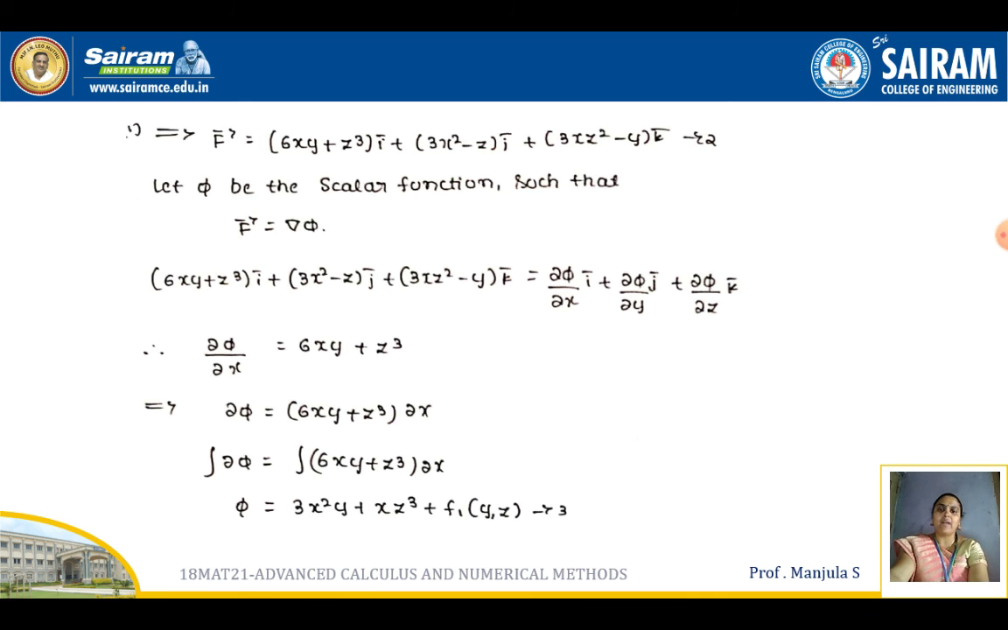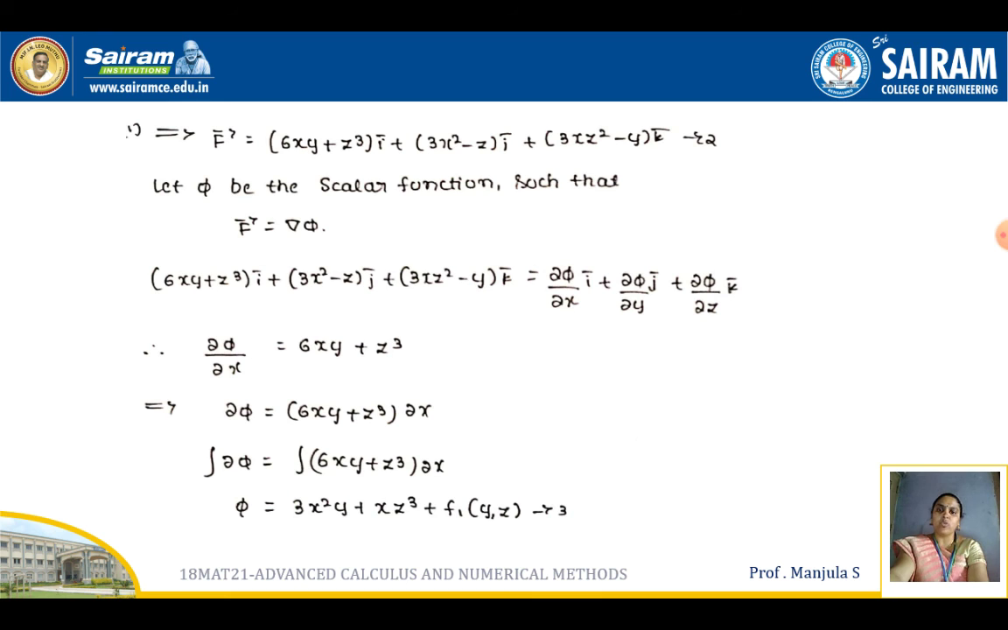So we got the values of a and b. After getting them, you substitute them in the vector f equation, so that vector f can be written as (6xy plus z cube) into i cap plus (3x square minus z) into j cap plus (3xz square minus y) into k cap. You take that as equation number 2. Now we have got the vector f, and we have to find the scalar function, vector f equals del phi.